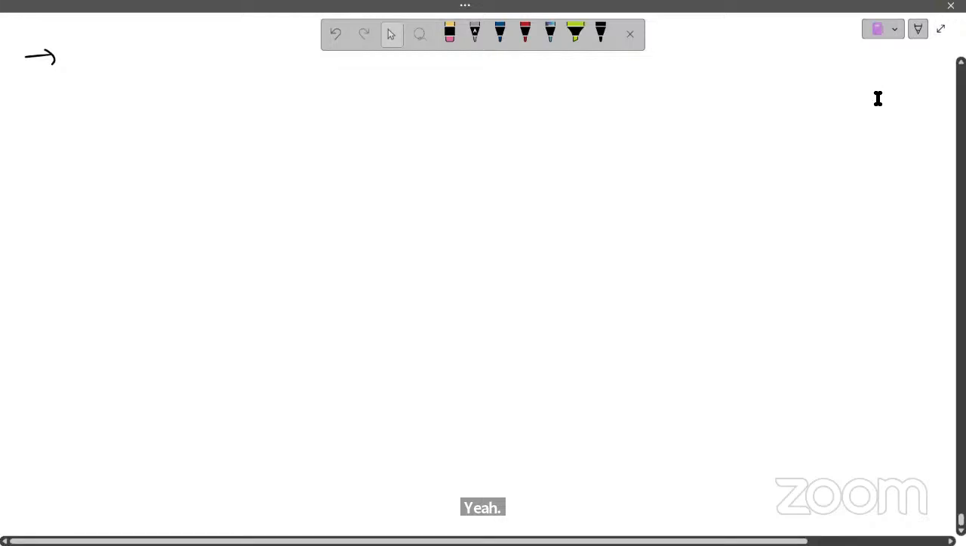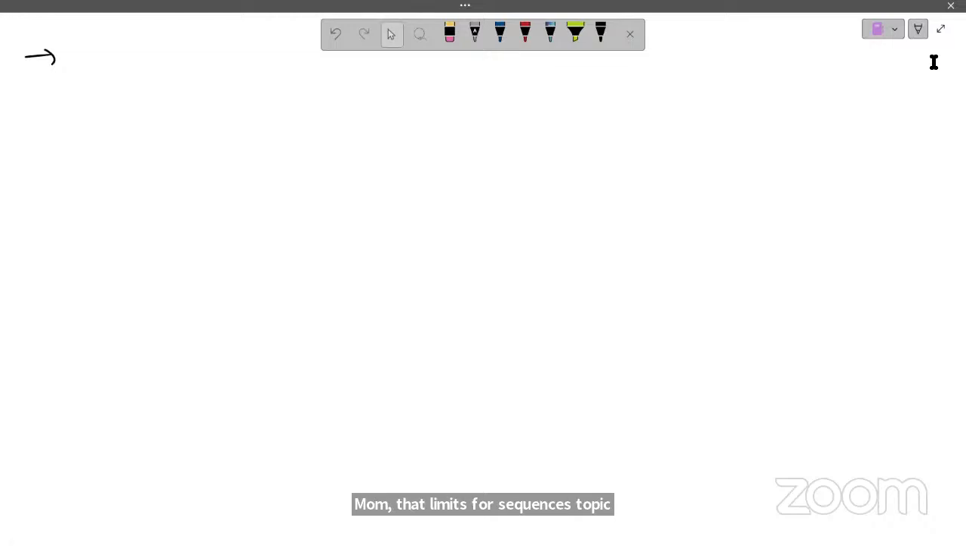Ma'am, that limits for sequences topic. Limit of sequences, yeah. Ma'am, I have a doubt there. What type of doubt? Are you not able to understand what the limit of a sequence is, or something else? Ma'am, that limits for sequences only. Okay.